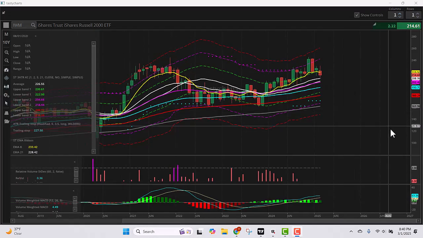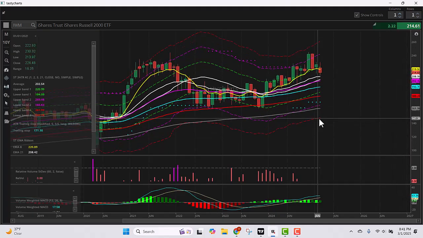Moving over to the monthly chart here for the Russell on the Tasty charts, you can see we're still in bullish conditions. The trailing stop is all the way down at 171.35 for the monthly chart. That's a lot of downside. I wouldn't be holding that low, but it is technically bullish conditions. We'll see if this zone in here holds around the 203.50 area. That's probably where we're headed based off of this chart.